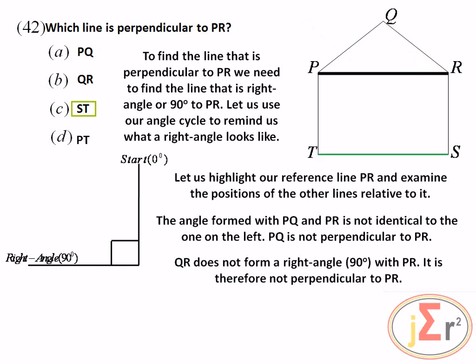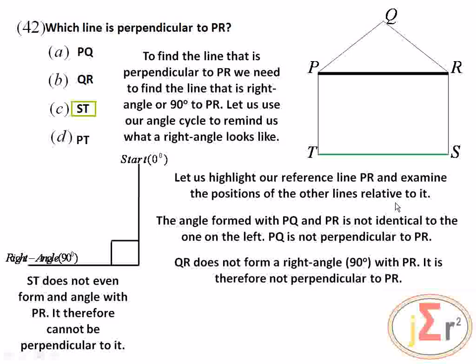What about ST? This is PR, this is ST, or TS. It is the same line segment. ST does not even form an angle with PR. It therefore cannot be perpendicular to it. So this one does not form an angle with this line. As a matter of fact, these two lines are what we call parallel, which we'll take a good look at in another problem. So, of course, PR is not perpendicular to ST.